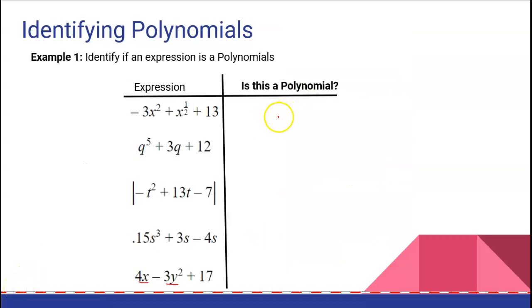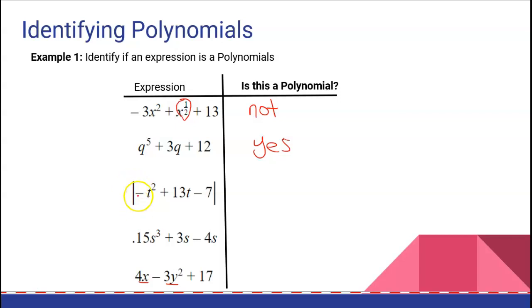And we're just going to go over an example real quick. We're going to identify these expressions as polynomials or as not polynomials. Negative 3x squared plus x to the 1/2 power plus 13. X to the 1/2 power is not a whole number exponent. Therefore, this is not a polynomial. Remember that our polynomials have to have whole number exponents. q to the 5th plus 3q plus 12. This is a polynomial. There's nothing wrong with it. It has whole number exponents.